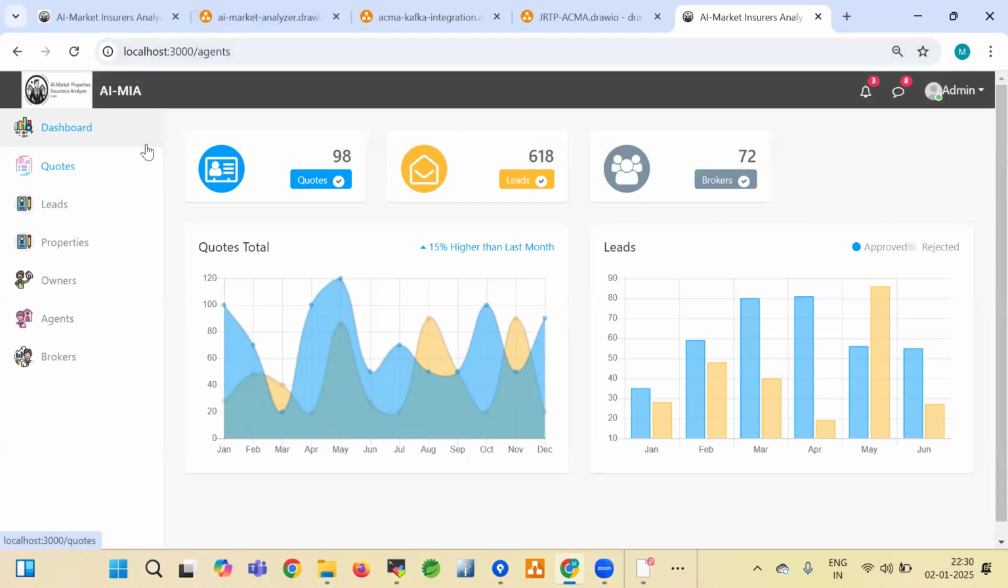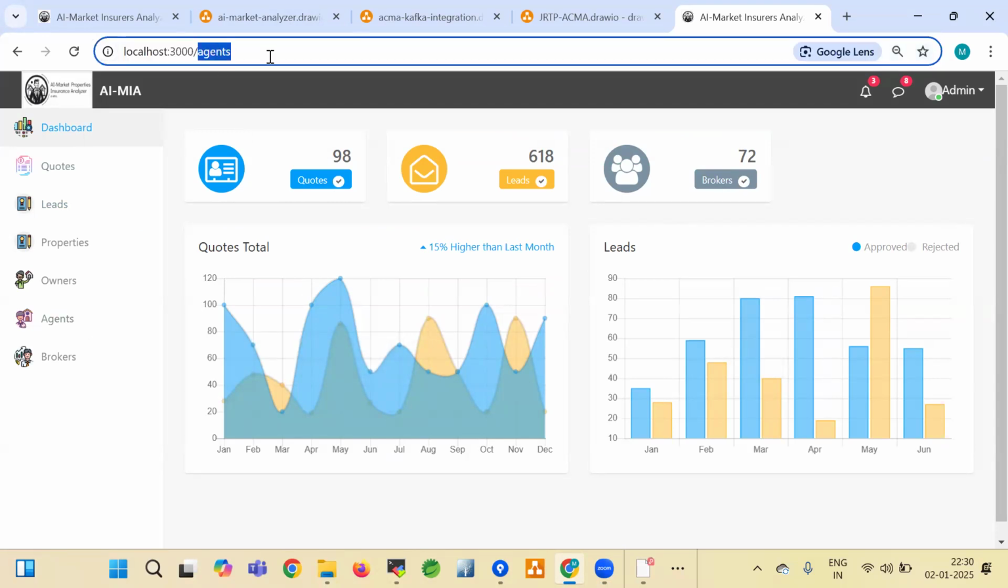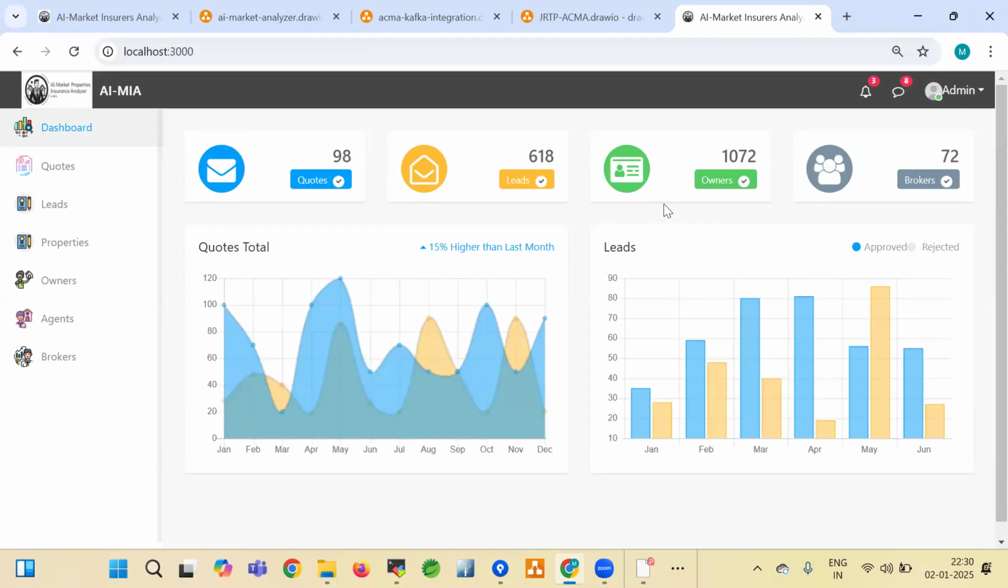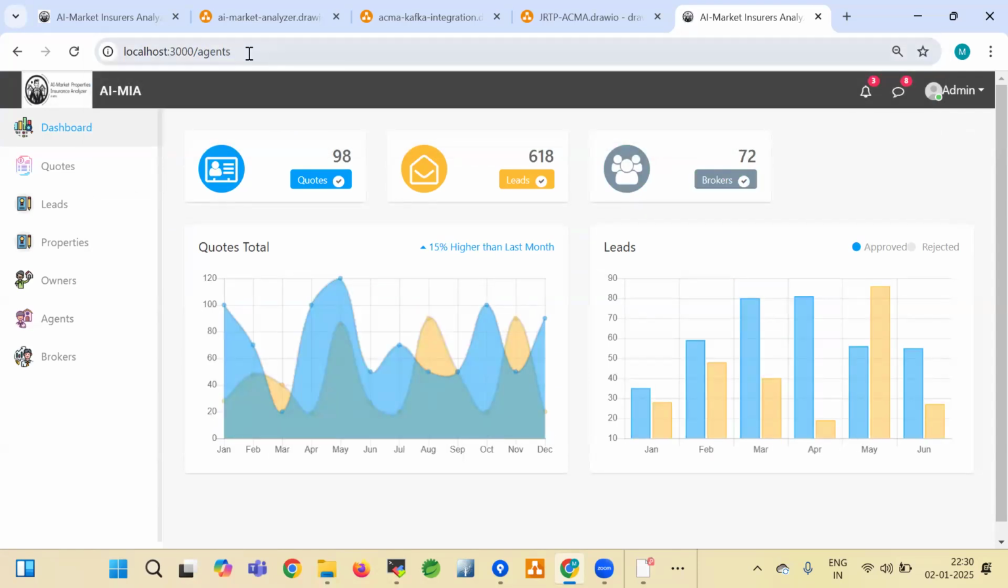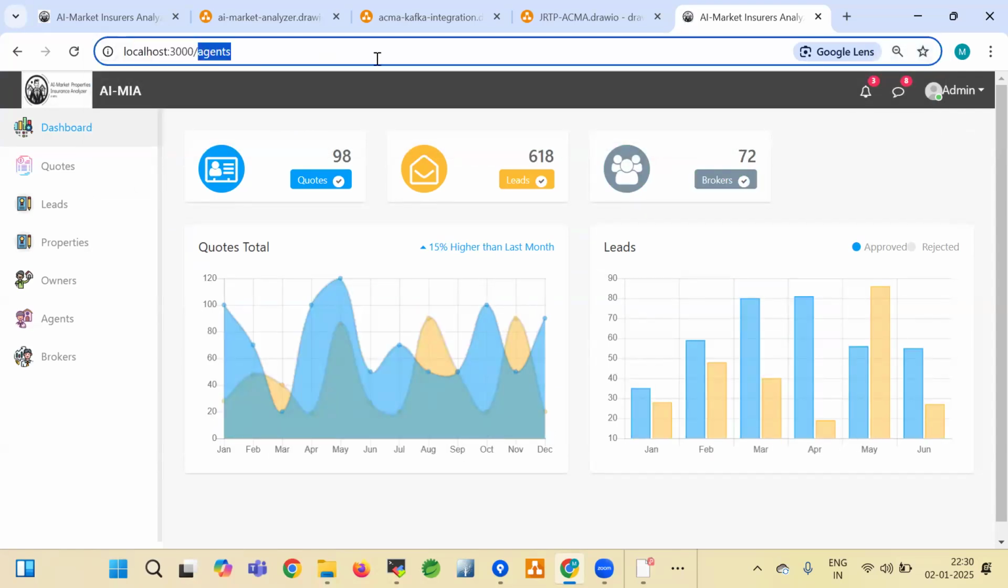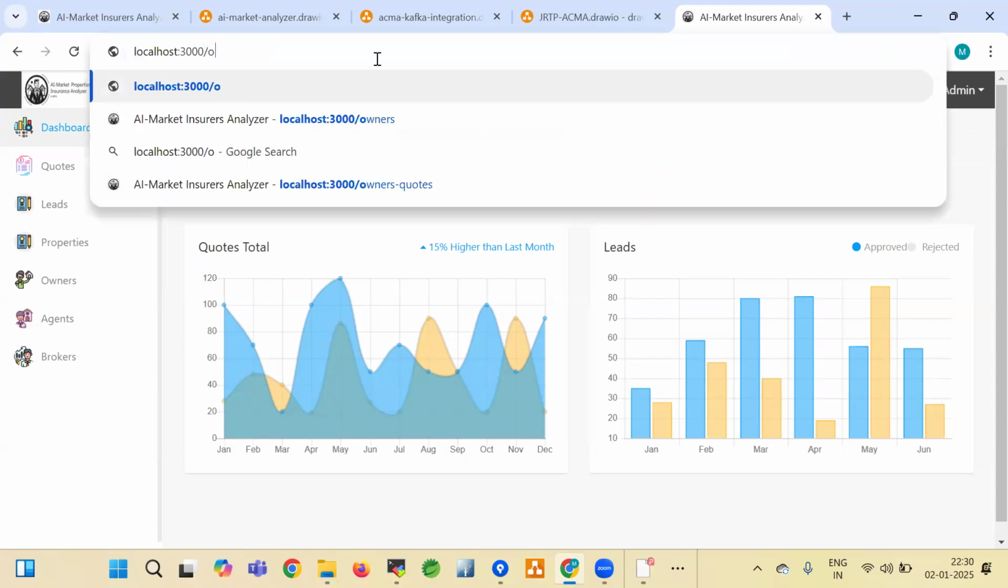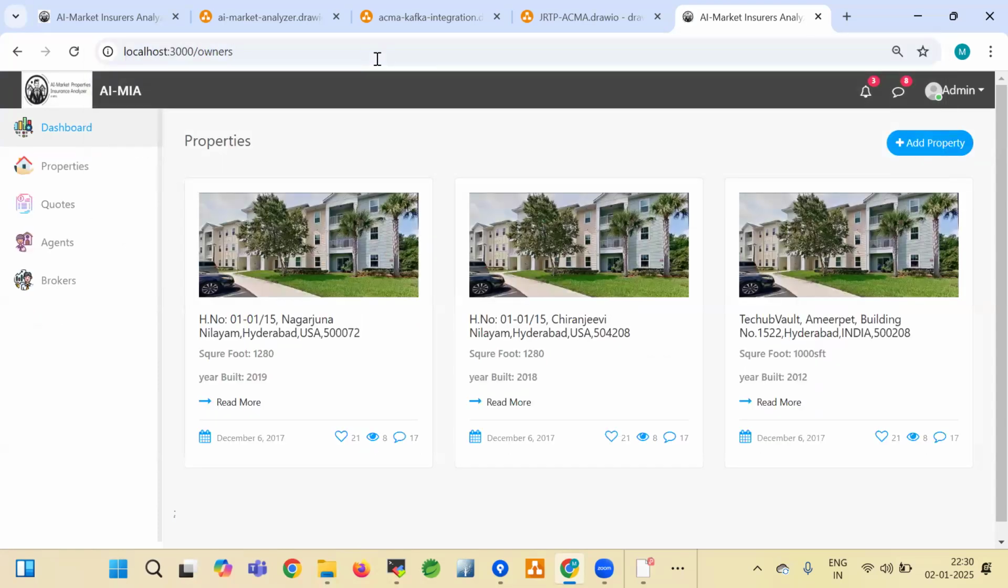If we can see the agent's dashboard, yeah, the agent's dashboard also has all these things, but if we can see quotes, brokers, let me go back to the admin dashboard. The admin dashboard has the owner's information, but the agents don't have the owner's information, right? And similarly, if we go and see the owner's persona, it will be different. Owners don't have all the other options. Owners have only the properties and the quotations information.